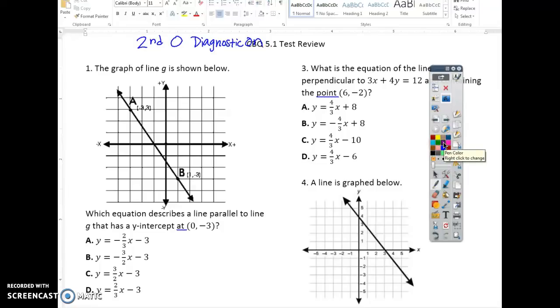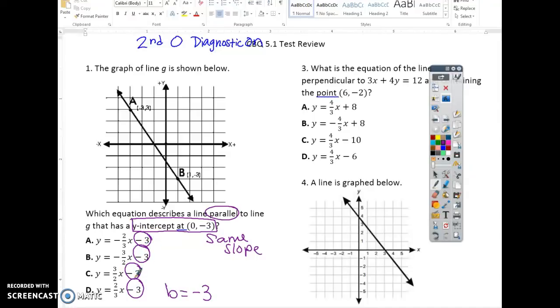Problem number 1, you should have already tried it. There's 2 different ways you could have done this. It says which equation describes a line parallel, so that means same slope, to this line right here that they drew for you, and has a y-intercept at 0, -3. So they gave you a point that it goes through, but you should also know that y-intercept is your b. So b has to be -3. All of these answers have -3 as the b. So all we're really worrying about is the slope.